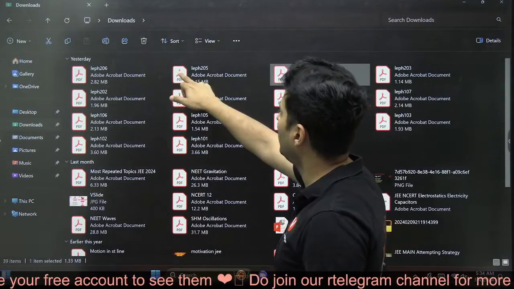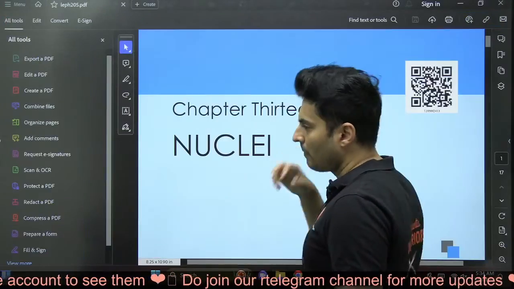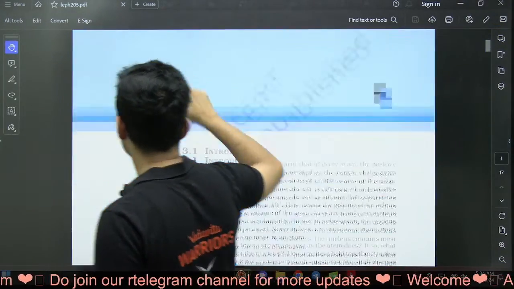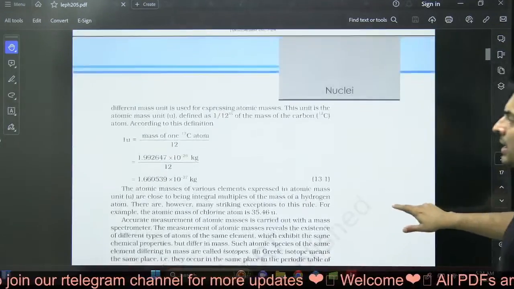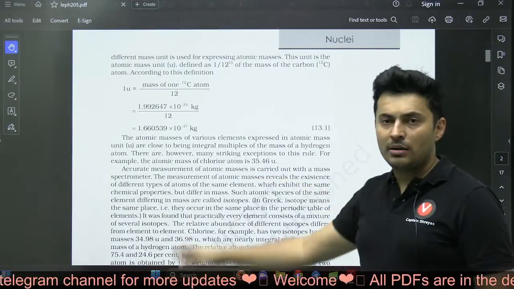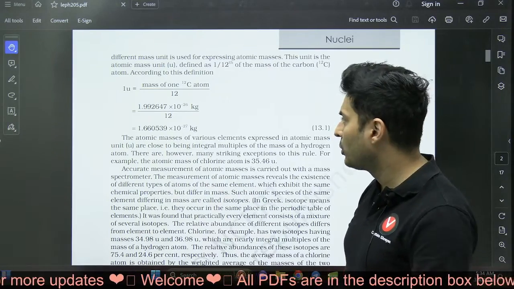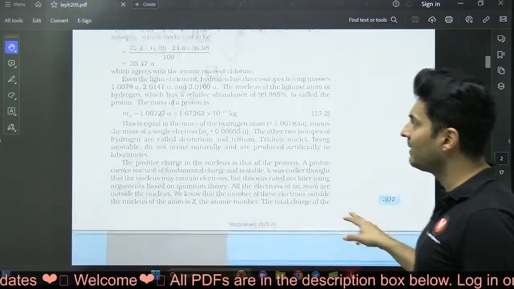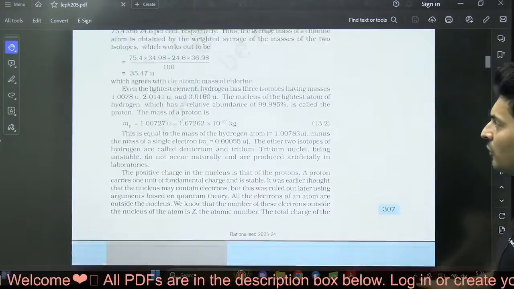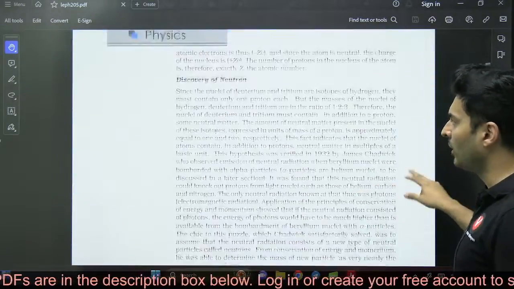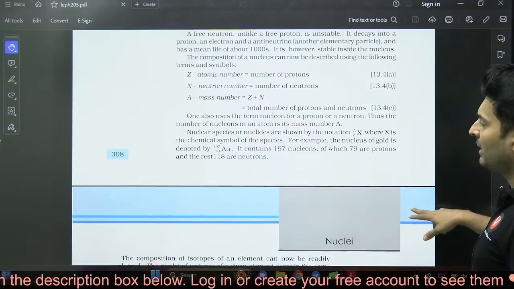Moving on. Next one, the nucleus. Yes, one atomic mass unit, you should know the formula. It's 1/12 the mass of the carbon-12 isotope, 1.66 times 10 to the power minus 27 kg. Standard things: mass of proton and mass of neutron are roughly the same. Mass of electron is very, very small. Okay, discovery of neutron by Chadwick.